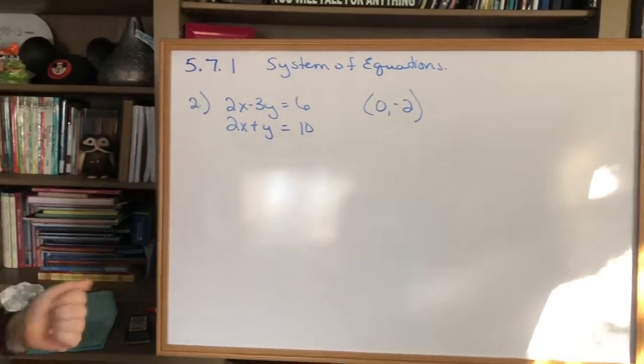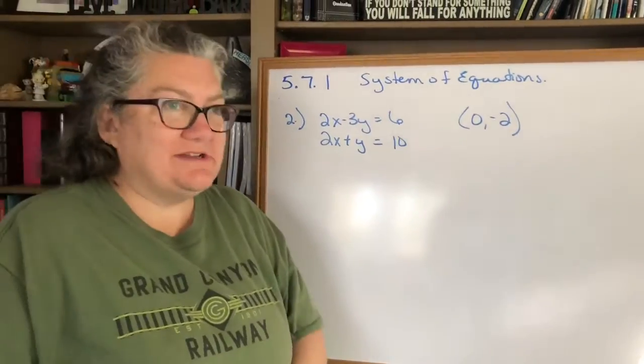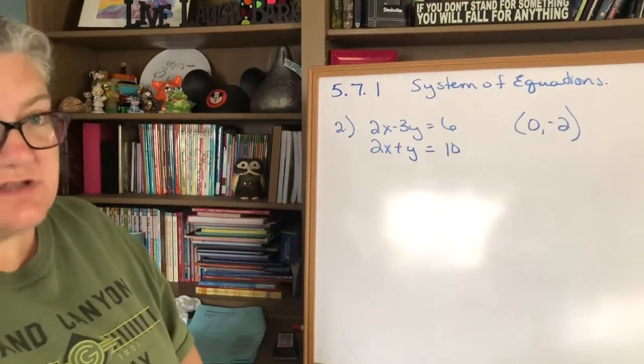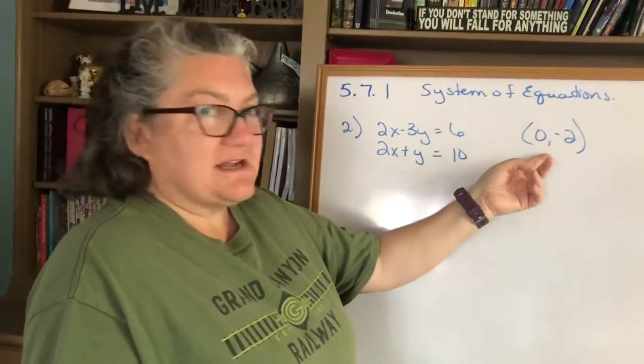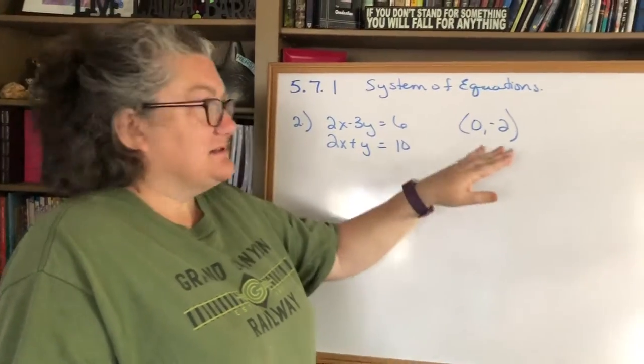Here we are in 5.7, and we're going to be talking about systems of equations, and we're going to talk about 3 ways to solve a system of equations. But first, we want to learn how to check to see if a point is a solution.